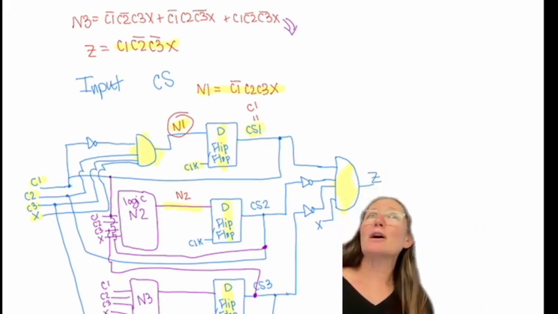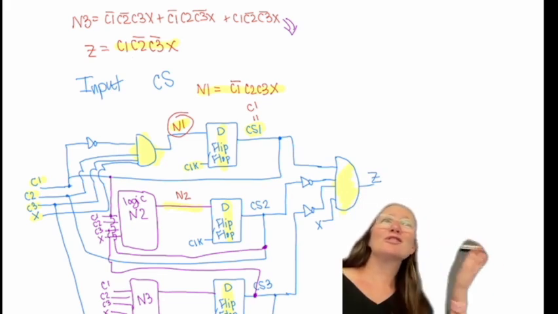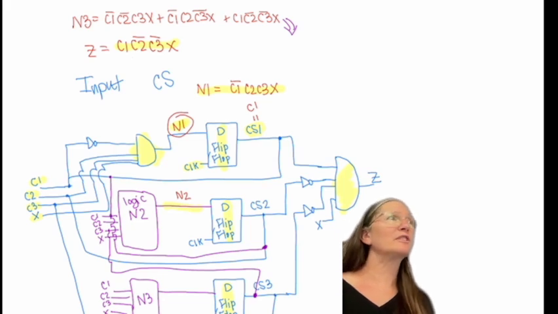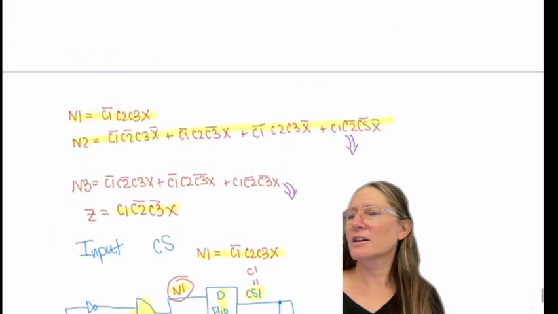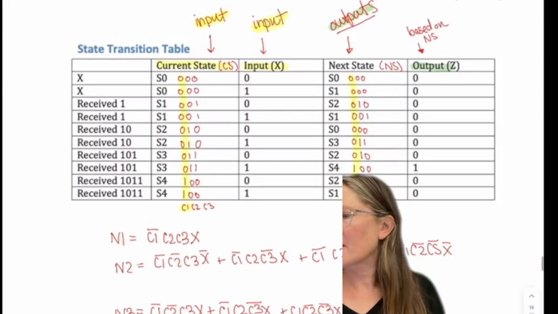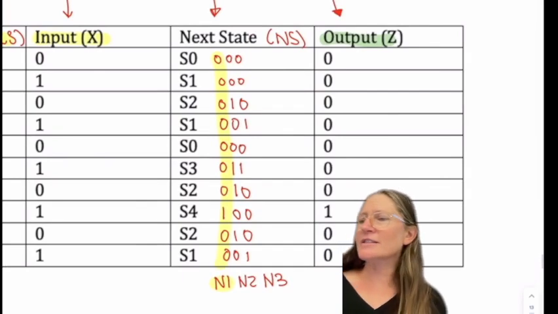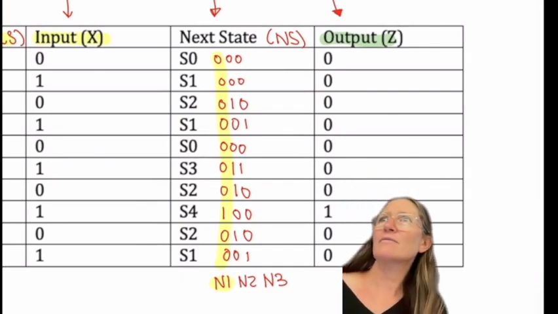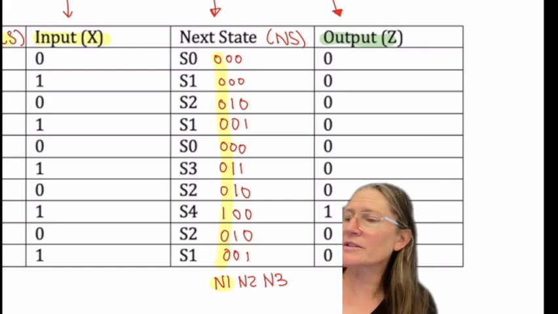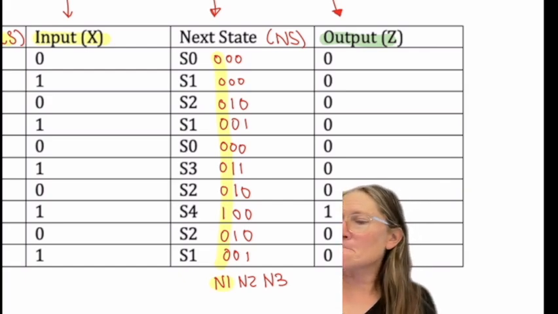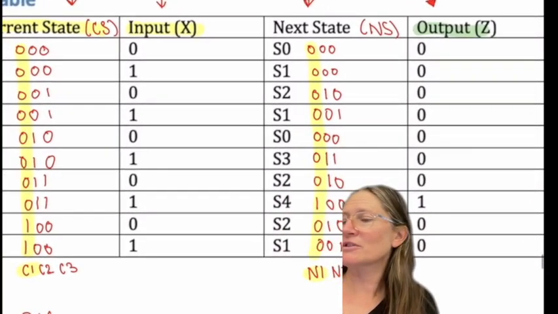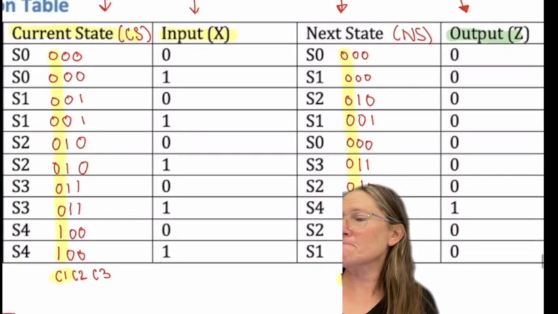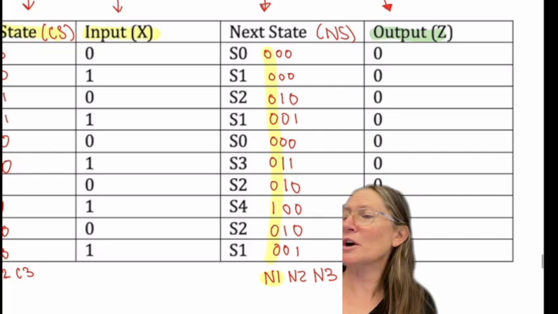So questions about digital combinational logic or digital sequential logic? Yes? Can you repeat where you're assigning your N values from the table? So I called the next state. Okay, yeah. So I coded these as, so the state is the same. So this one is 0, 0, 0, 0, 0, sorry, that should be 1.